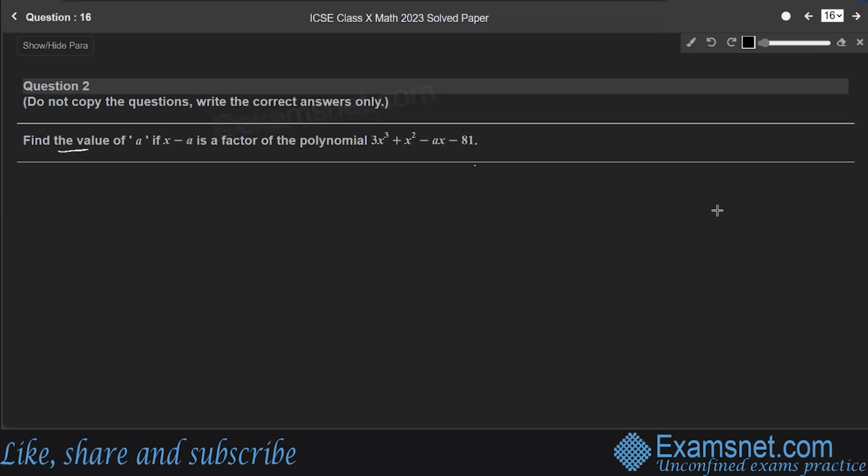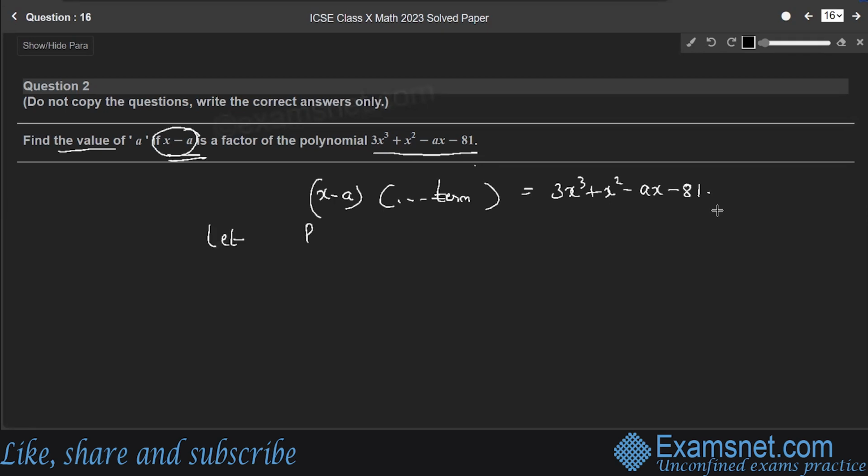Question 16. Find the value of a if x minus a is a factor of the polynomial 3x cubed plus x square minus ax minus 81. So here one of the factors of the given polynomial is x minus a. That means x minus a into another term gives you the given polynomial, 3x cubed plus x square minus ax minus 81. Right? So let us consider p of x. P of x is equal to the given polynomial 3x cubed plus x square minus ax minus 81.